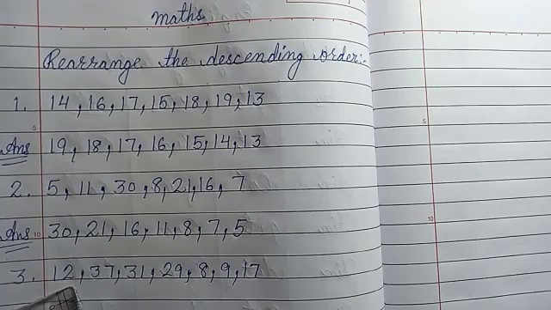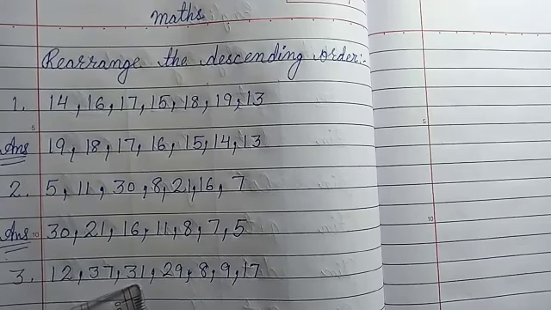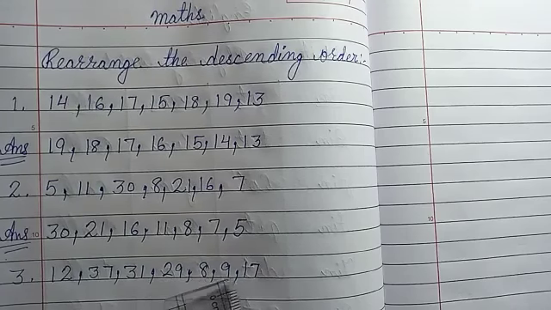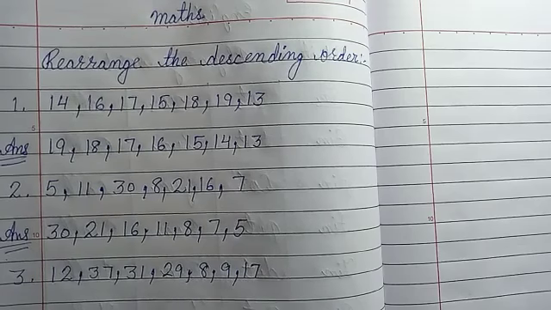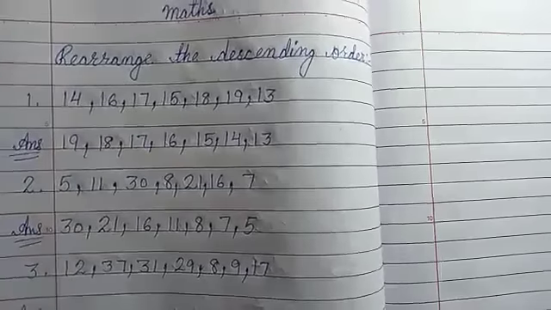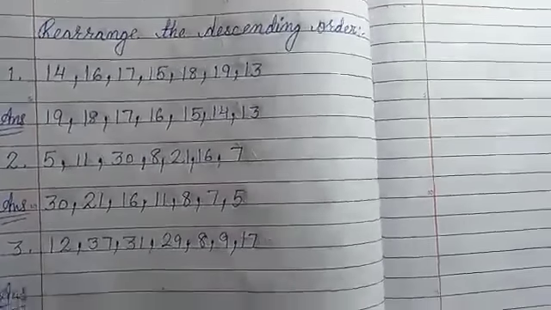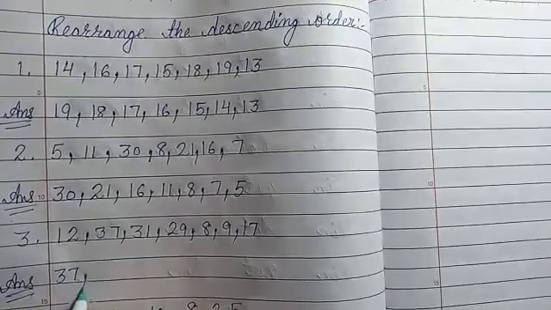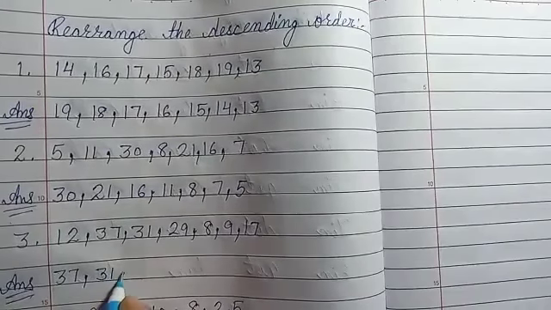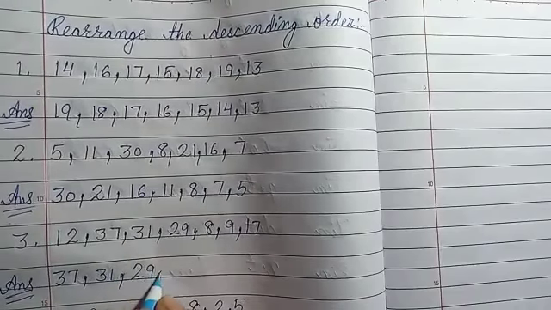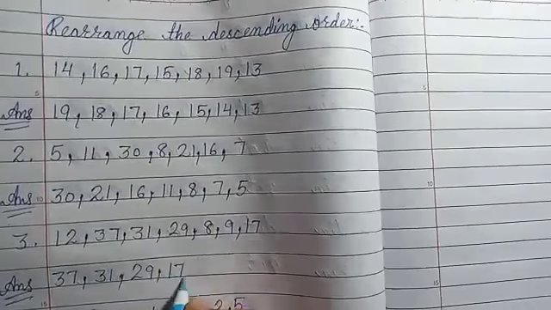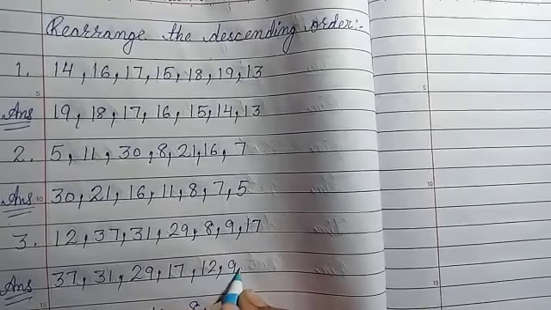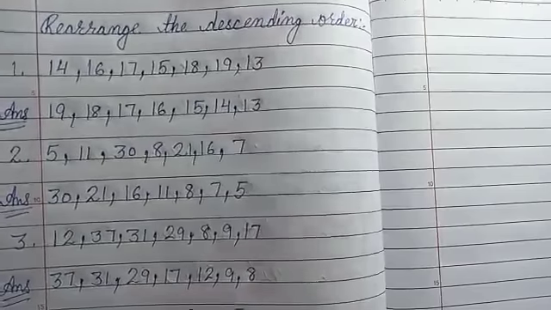Next here is 12, 37, 31, 29, 8, 9 and 17. So now you arrange the numbers in descending order. Answer: 37, 31, 29, 17, 12, 9 and 8.